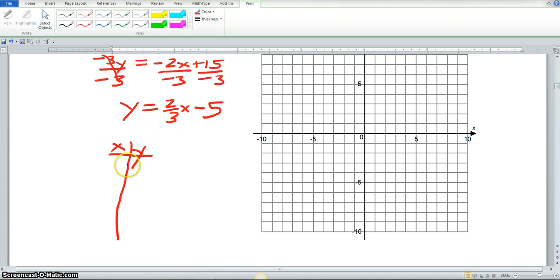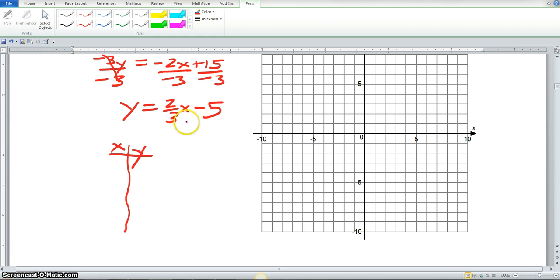Okay, so we have our t-table and we have an x and y value here. As a matter of fact, let me see if I can make this line a little better. Now, this is a little better, but still crooked.